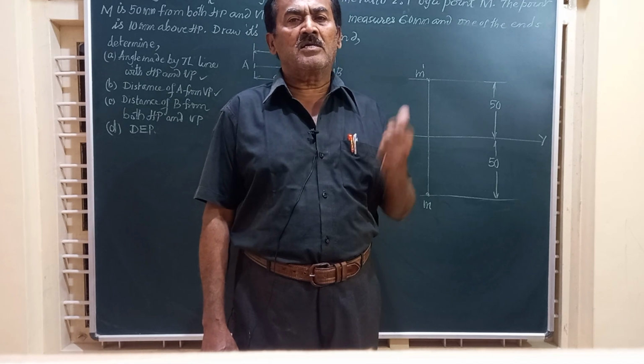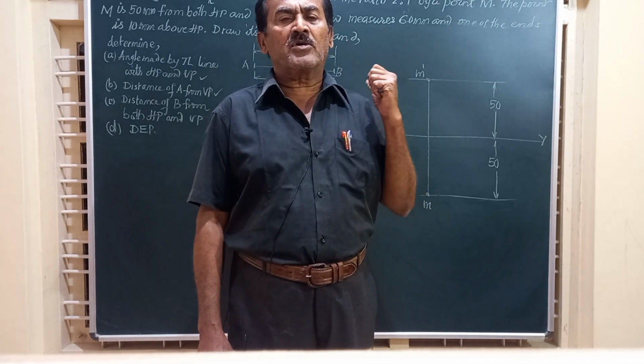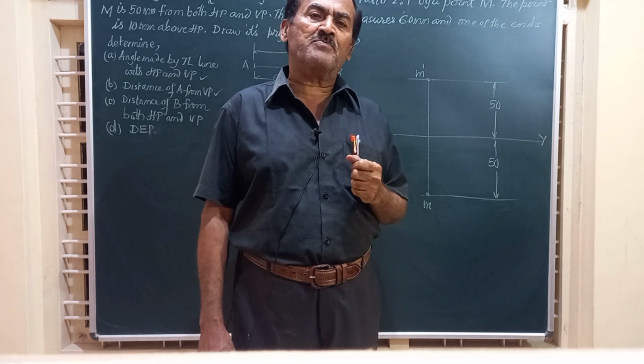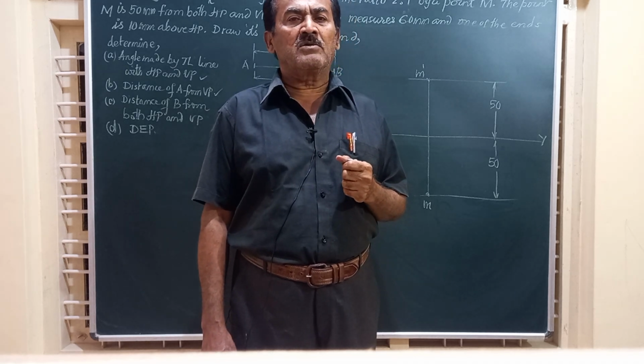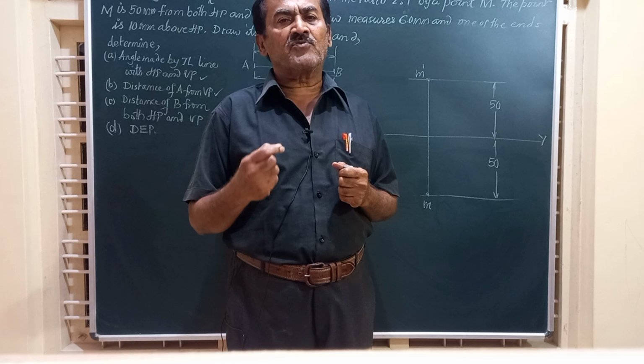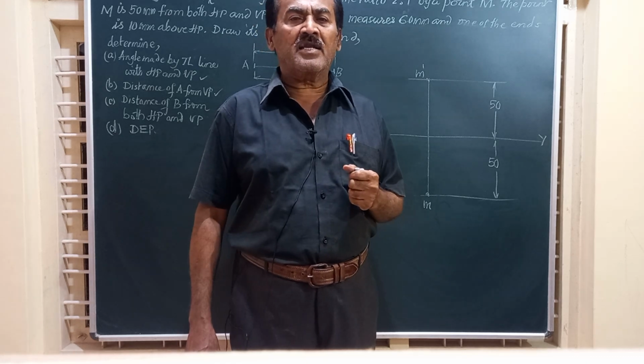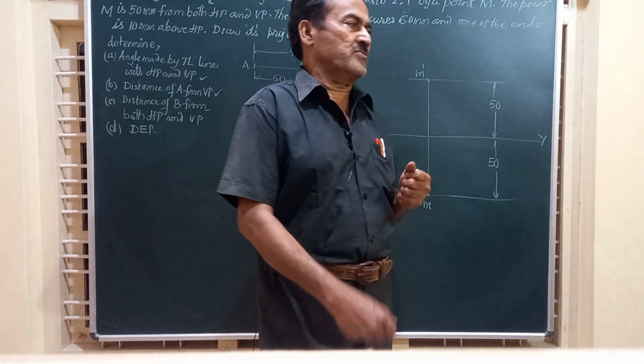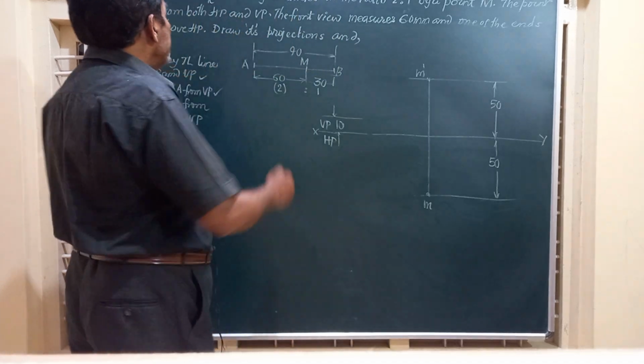In this video, we are going to work out a problem on the projection of a line which is divided in a ratio of 2 is to 1. And let's see what is the question we have for today's video. The question reads like this.